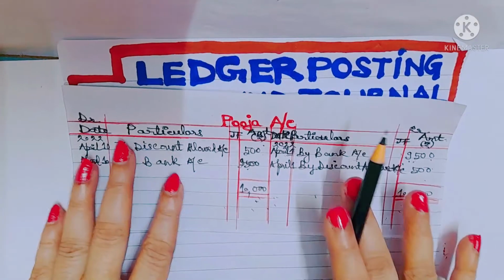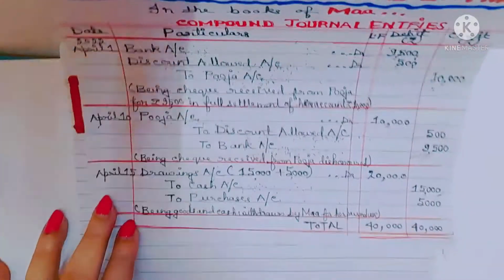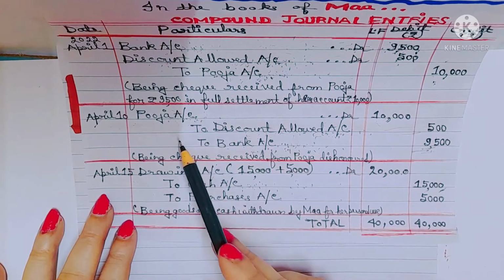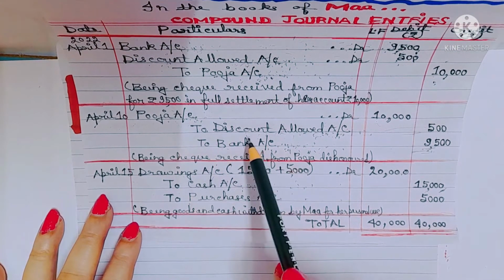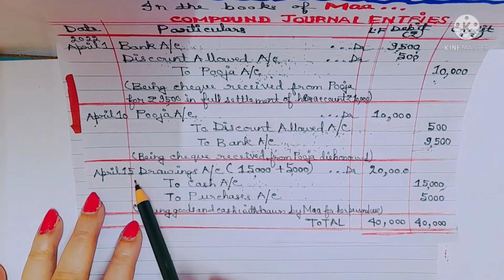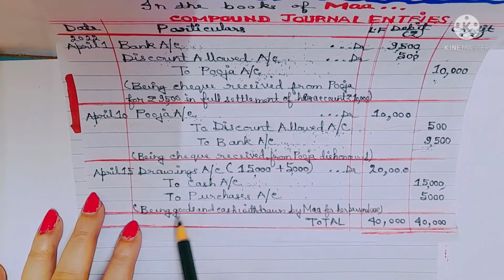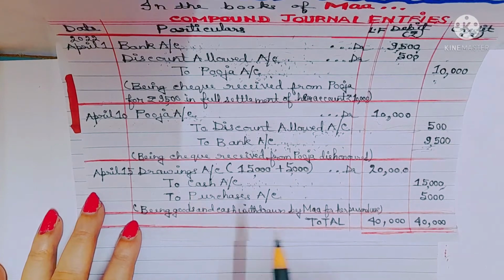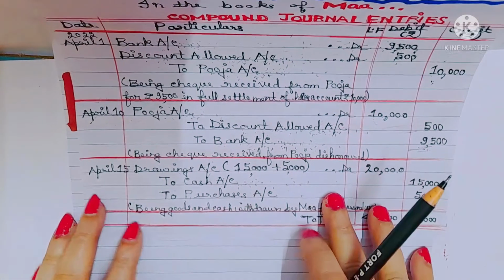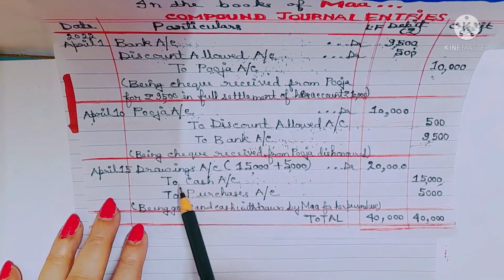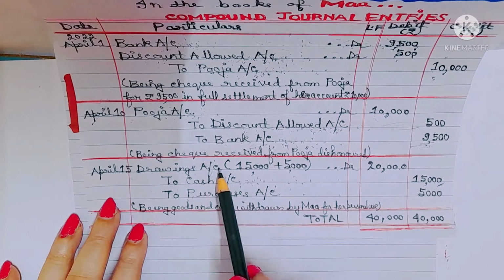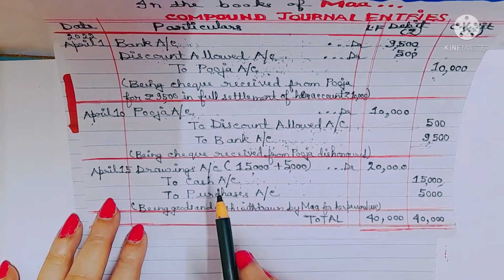Understood? Clear? Let's do the next account. What is the next account? On 10th April we did puja account, discount allowed, bank, done. On 15th April we have to do drawings account. Drawings account to cash account, to purchases account. Only two more accounts left. Two more ledger accounts. Where is drawings account? Drawings account is on the debit side.